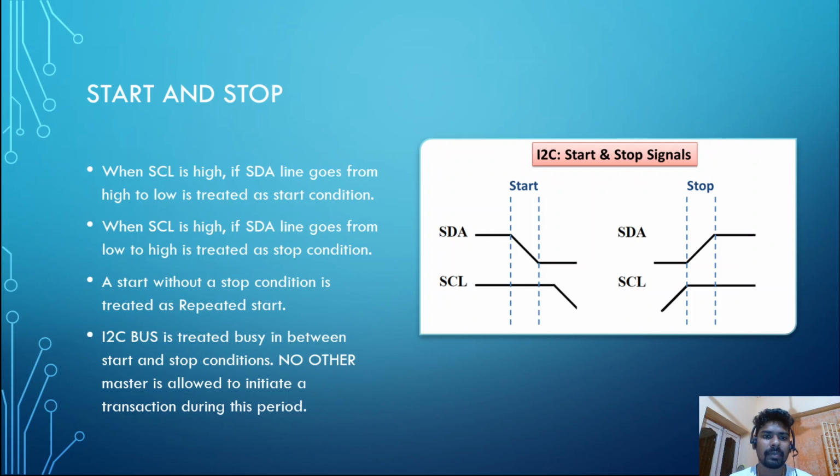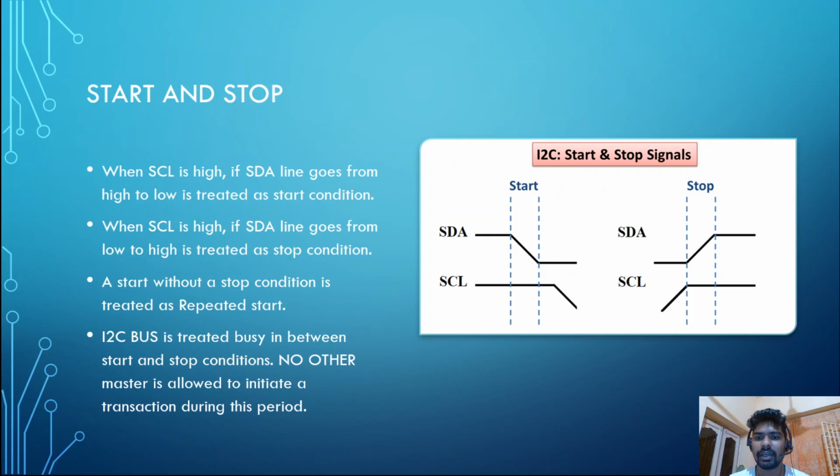The start and stop conditions. The start condition is when the clock line is high and the data line goes from high to low, then it is treated as a start condition. And if the clock line is high and the data line goes from low to high, then it is treated as a stop condition.